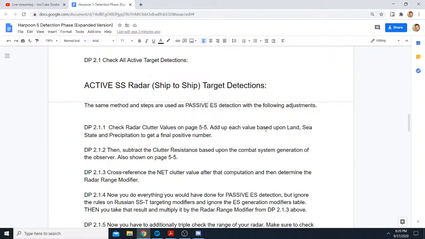Let's just say you've had a passive enemy target for a certain period of time, or you have a helicopter that's up giving you some active information, so you basically know where the target is, and you're ready to get a better resolution, or at least a better potential target resolution.